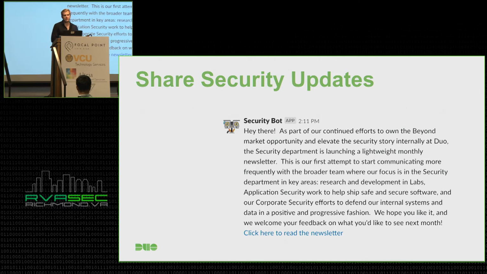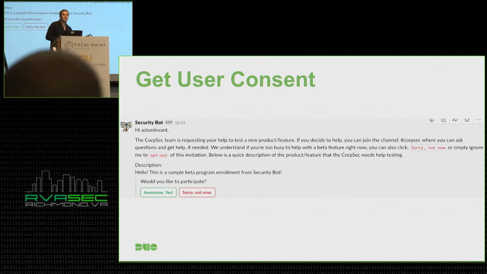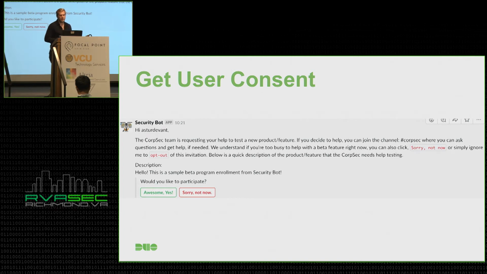So we share these via the security bot when they come out, so everyone gets a Slack message saying, hey, the new newsletter's out, and they can check that out. Another thing that we do is get user consent to participate in beta programs. So one way that we try to avoid frustrating our users too much is by running beta programs before rolling things out widely. That way we can get feedback from them.